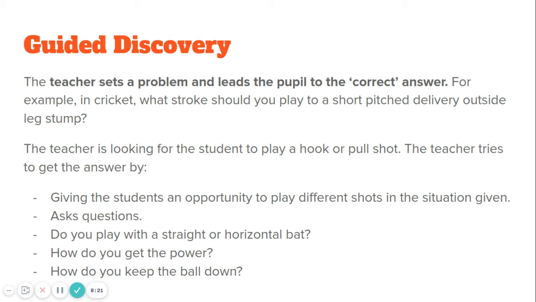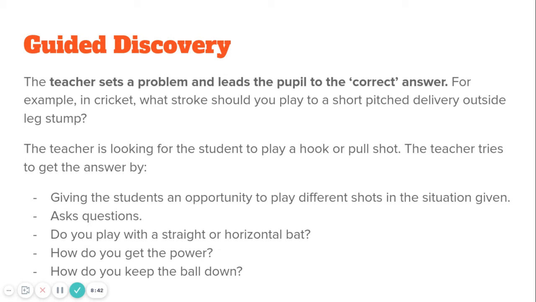And the teacher tries to get the correct answer by firstly giving students the opportunity to play different shots in that given situation. So there'll be a bowler or a bowling machine bowling that technique of the short pitch delivery outside leg stump. It's really important that that happens.